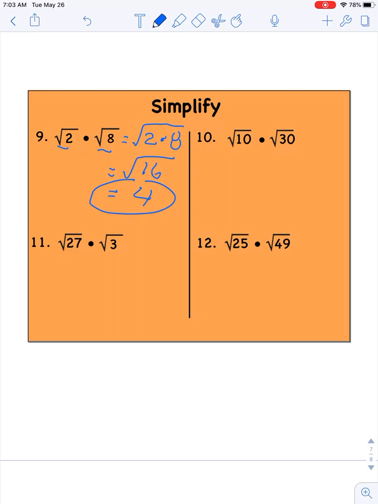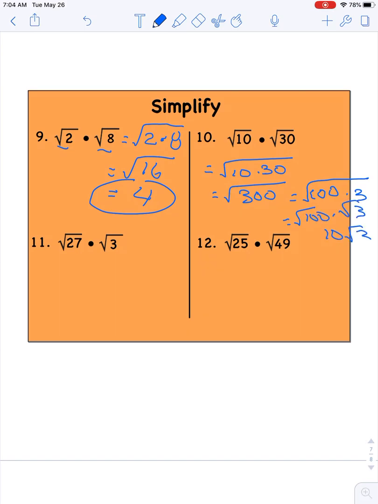So moving on, okay, number 10. If we put them back together, we get 10 times 30, which is the square root of 300. Okay, so now you have to keep going though, because the square root of 300 isn't a perfect square, but what perfect square goes in there? Look at your list. Look at the biggest numbers first, so you get the largest square root. Well, 100 times 3. So now I'm going to take the square root of 100 and the square root of 3, which gives me 10 square root of 3.